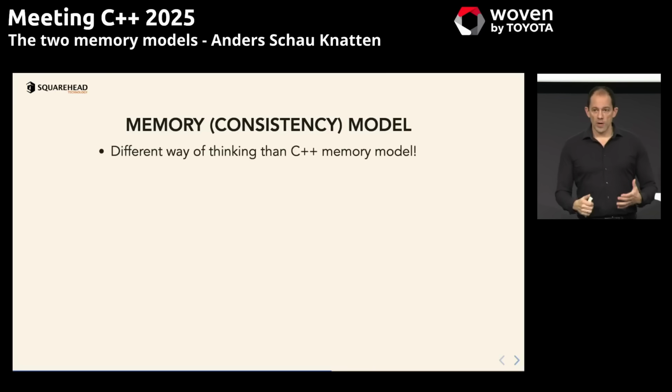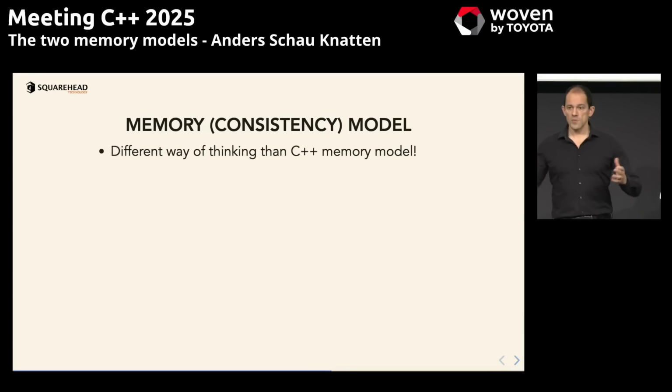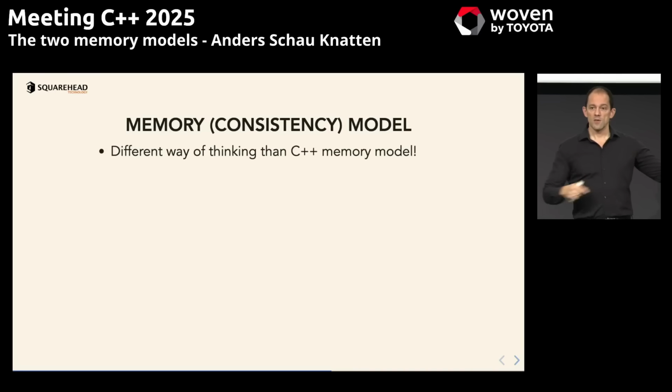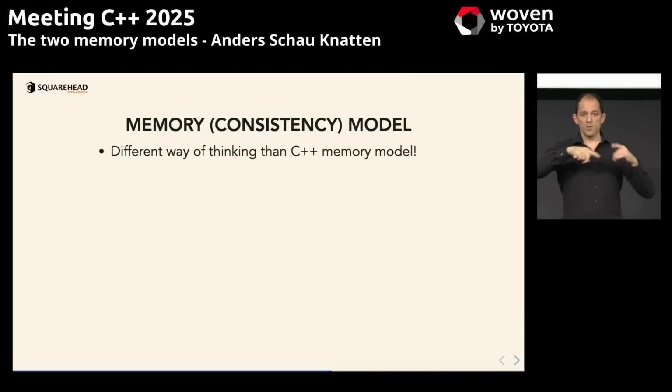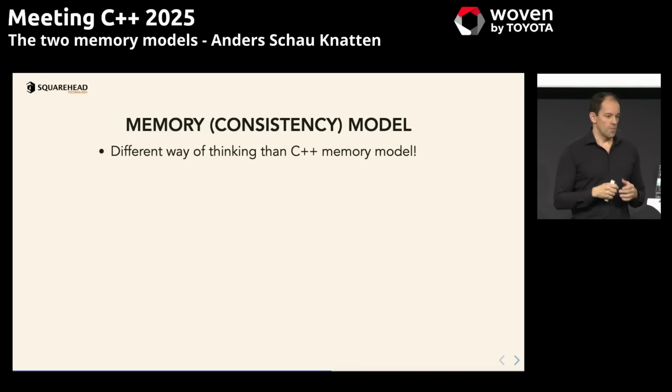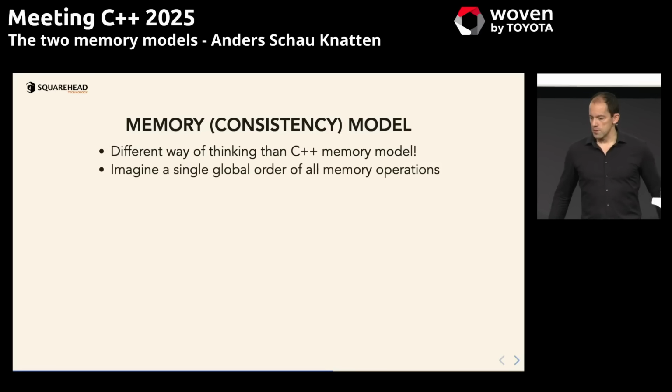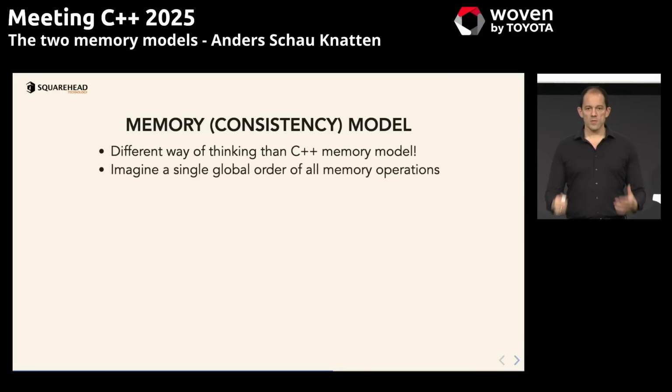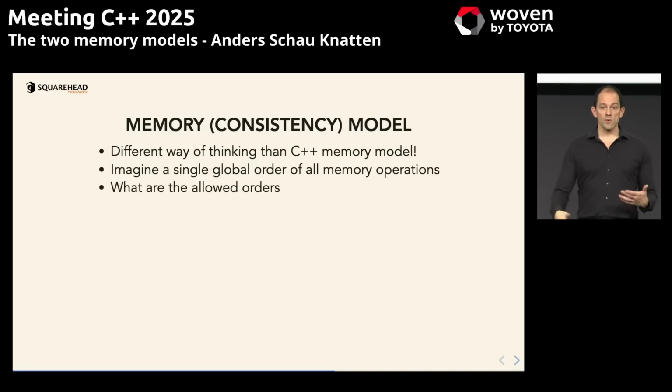And this has a different way of thinking than the C++ memory model. In C++, we've seen many times now the arrows. Did this expression happen before the other expression? So we have to imagine there's an order of all the expressions across threads. Did this happen before this one? Did this happen before that one? In CPU memory models, what you typically do is that you imagine one single global order of all memory operations in the entire program. And then you say, what are the allowed orders of these?